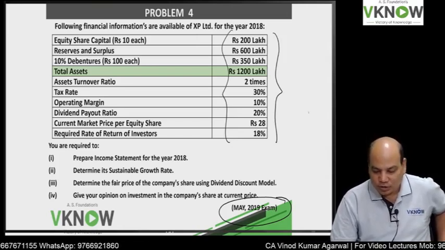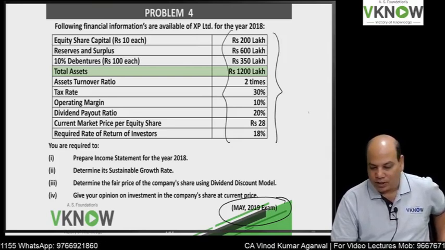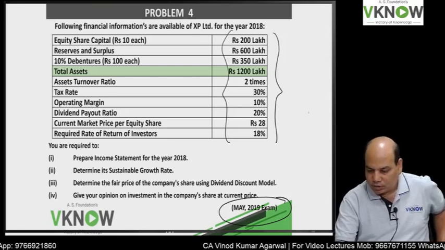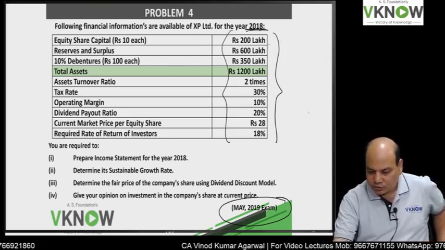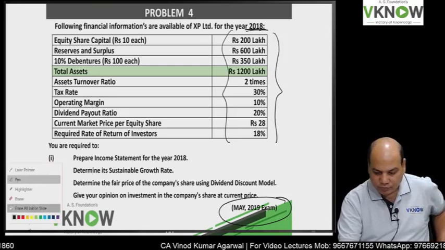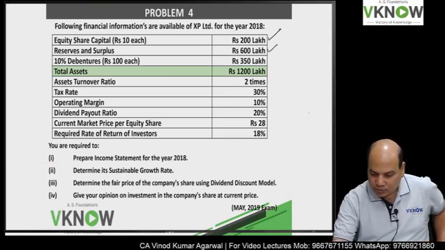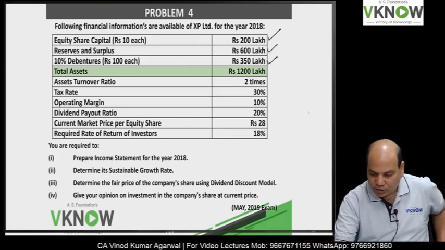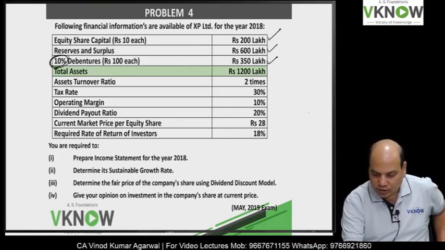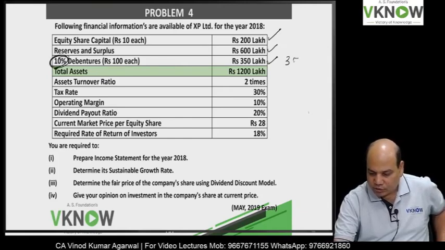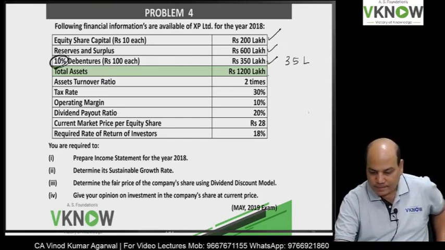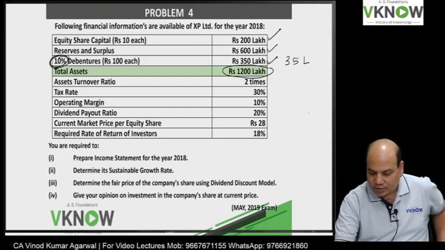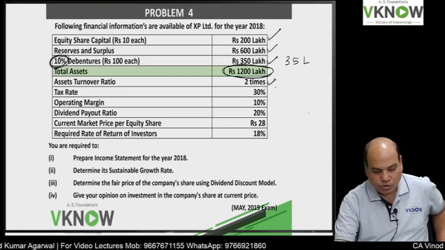Following financial information is available of XP Limited for the year 2018. So the year is 2018. Equity share capital is 200 lakh. Reserve and surplus 600 lakh. Debenture 350 lakh. Now underline the interest rate here, 10%. So the interest is 35 lakh. Agreed. And the total of the asset side is 1200 lakh. Asset turnover ratio is 2.